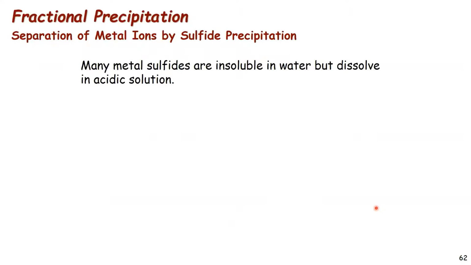Okay, now many metal sulfides are actually insoluble in water, but dissolve in acidic solution. So for example, again, just by adjusting the pH, we can adjust how much of a particular metal would precipitate out of solution. And usually we use hydrogen sulfide to do this. The reason we do that is we can really control the concentration of the hydrogen sulfide. So when we put the hydrogen sulfide in water, it dissociates to increase the hydronium ion concentration. It makes it acidic, and it leaves behind the hydrogen sulfide ion.